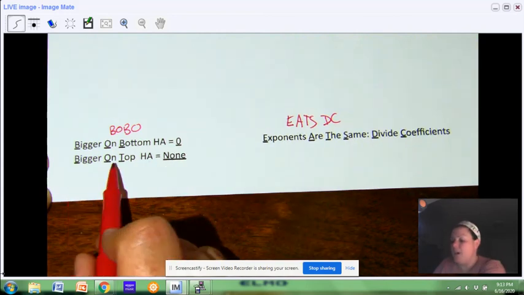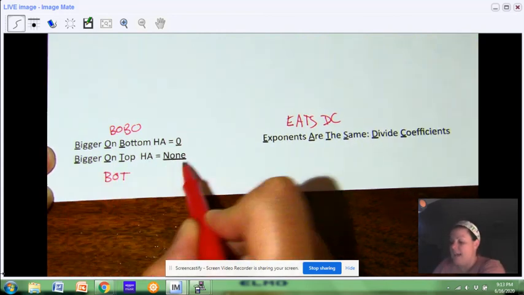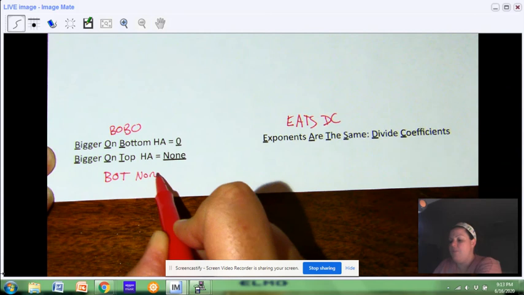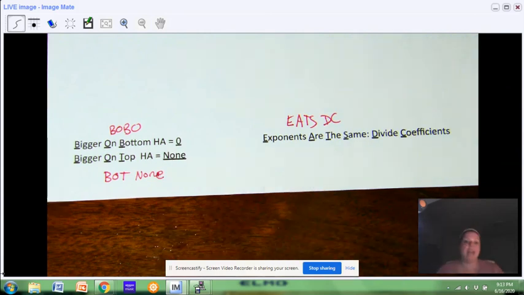The last one is bigger on top, so that's BUT, and then there's NONE. If you are bigger on the top, it means that you do not have a horizontal asymptote. You might have an oblique asymptote, which is something that you may have heard of before. It happens in a very specific case, but even with oblique asymptotes, your end behaviors are either going to go towards a positive infinity or a negative infinity. With the oblique asymptotes, it follows a specific linear pattern, but it's still going to have positive or negative infinity in terms of the limit, which is what we're looking for here.